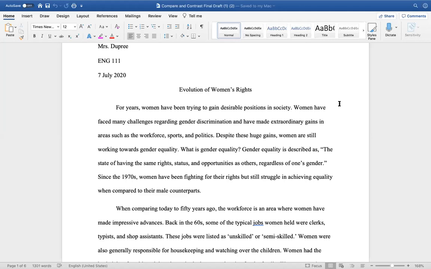Since the 1970s, women have been fighting for their rights, but still struggle in achieving equality when compared to their male counterparts. What we can see here, the student has outlined a very clear thesis, okay? We can tell, judging by this statement, that he is going to be talking about workforce, sports, and politics. We can also see that there's a clear idea of comparison since the 1970s. We can see that he's going to be talking about the 1970s, and then he's also going to be talking about today by the end of this sentence where he says that they still struggle.